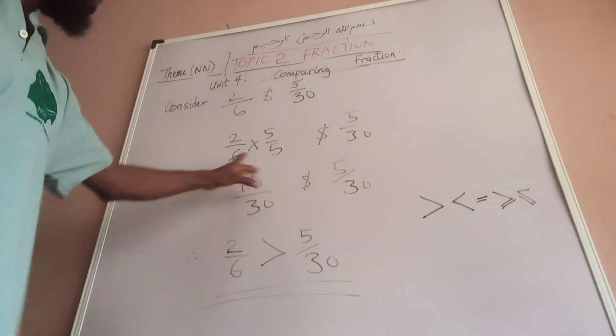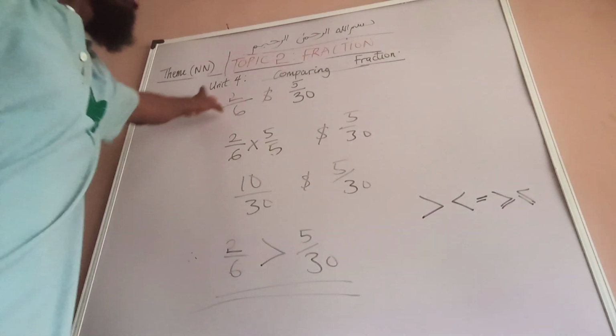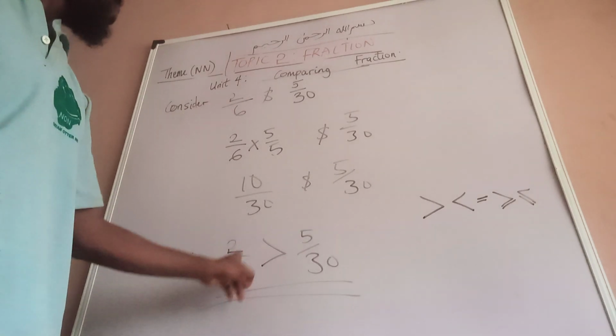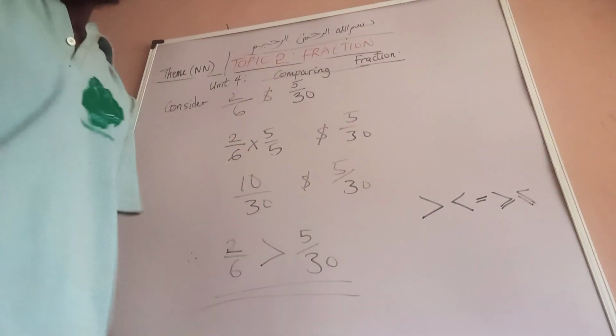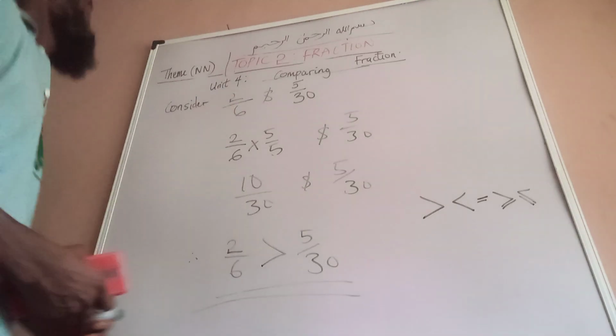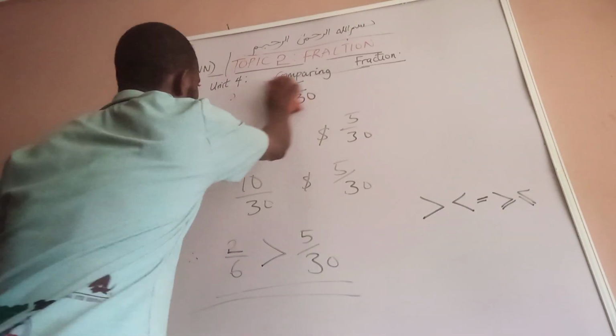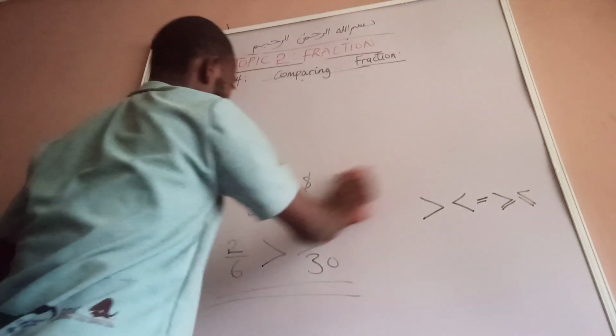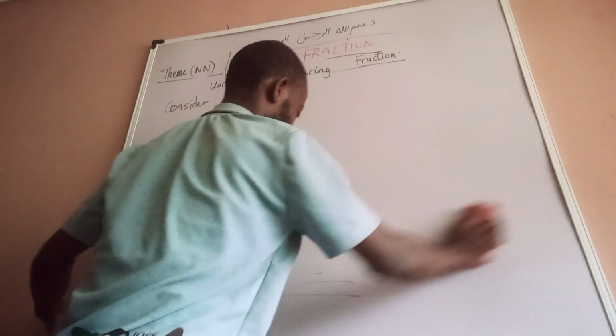10 out of 30. No, this one, because this one is the same thing as this. Now come back to say, okay, 2 over 6 is greater than 5 over 30. Quite easily done. Now, let's do another one in terms of shapes.